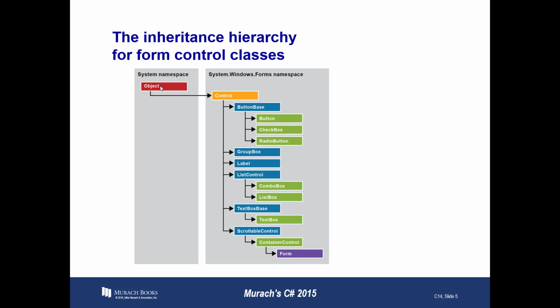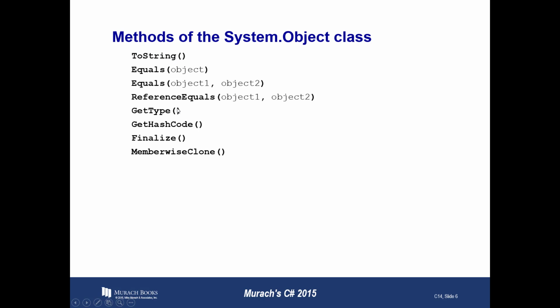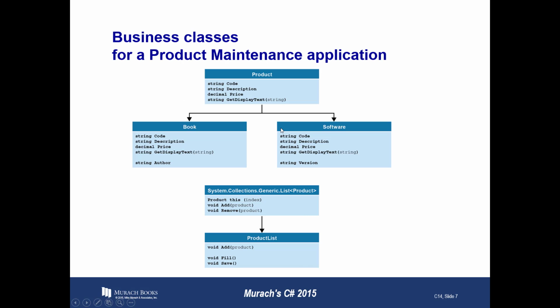Everything is a child of object. Remember back in the days of DOS, and we talked about there being a root directory that was at the top? That's object. An object has defined in it these 8 methods: toString, equals, two equals, reference equals, get type, get hash code, finalize, and member-wise clone.